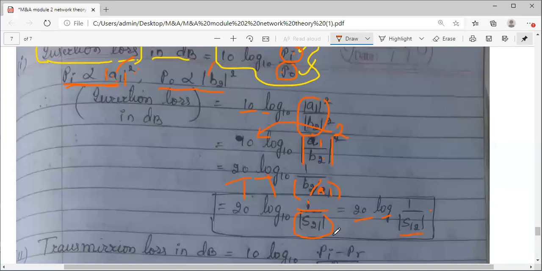So what is the difference you find here? S21 is equal to S12. It indicates the S parameters are symmetrical. Symmetrical means you can exchange the ports, you will get the same characteristics, right? For a reciprocal network, these values are symmetrical. S21 and S12 both are equal. So this is about insertion loss. Hope you understood what we did.